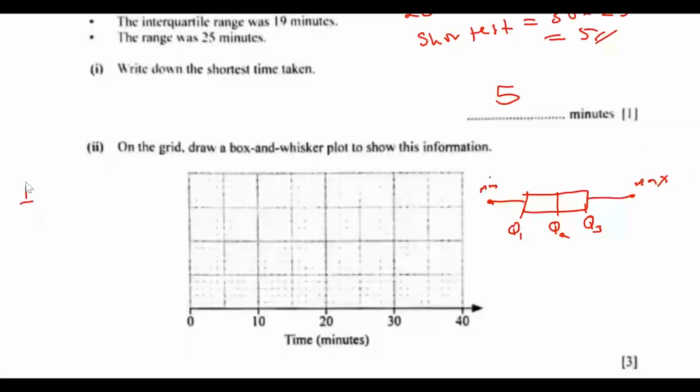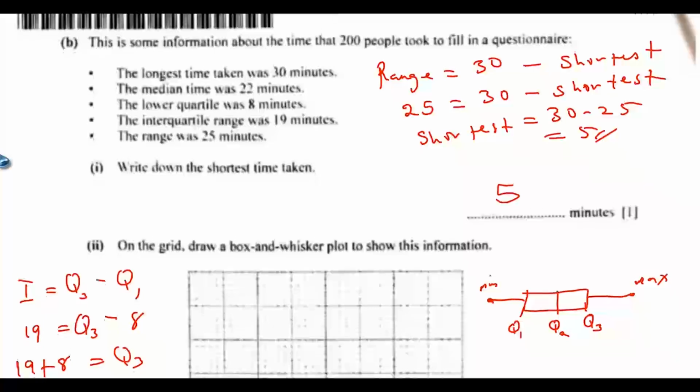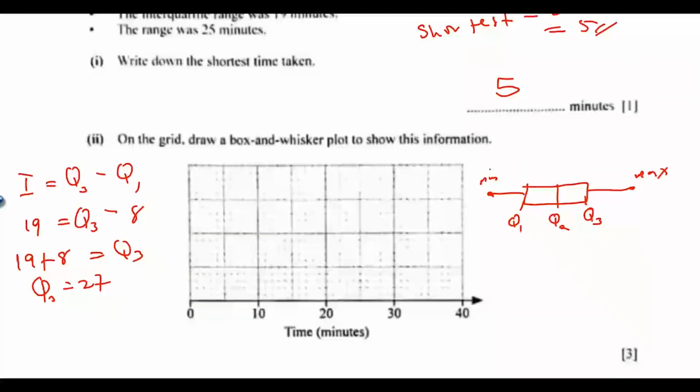So the interquartile range is equal to Q3 minus Q1, and the interquartile range is giving us 19. So Q3, that you want to find, is equal to the IQR plus Q1, and Q1 is equal to 8. So this will be 19 add 8, that will be Q3. So 19 add 8 is 27. So that means Q3 is equal to 27. Okay, and we know the maximum. So we have all the necessary parameters, so we can fill this.